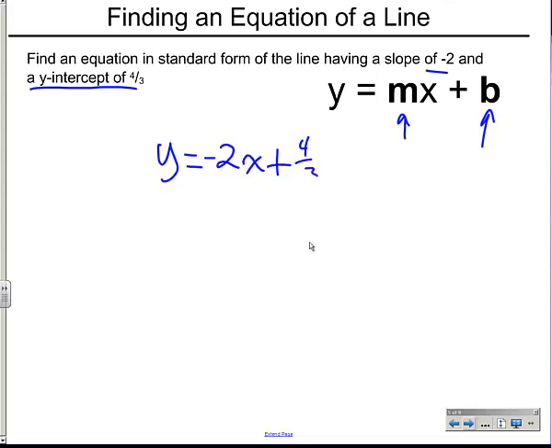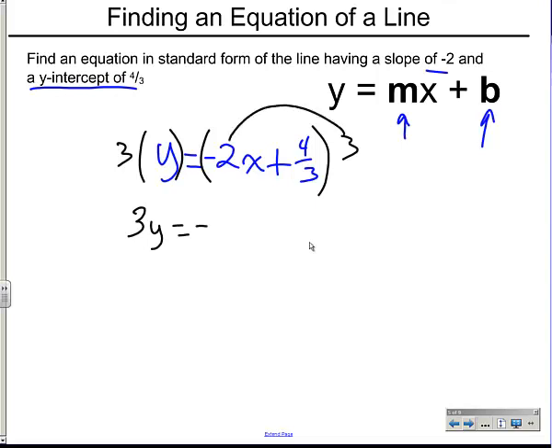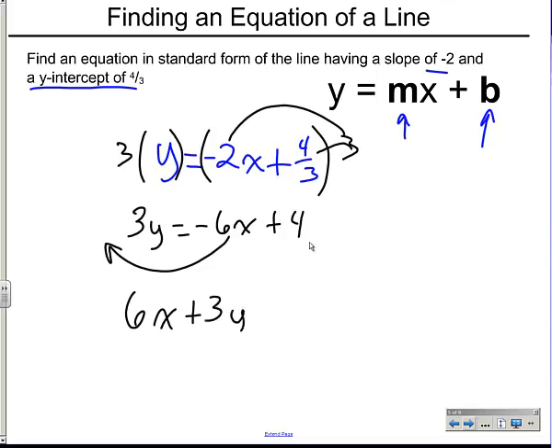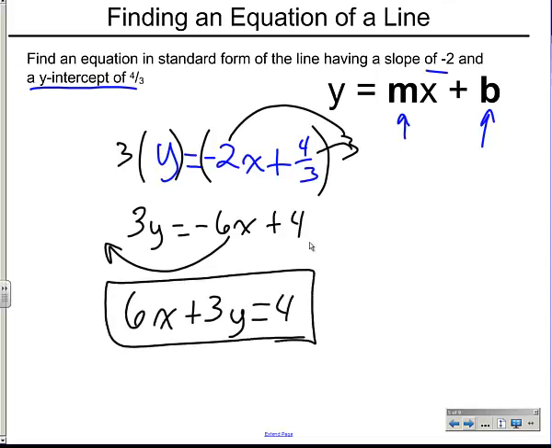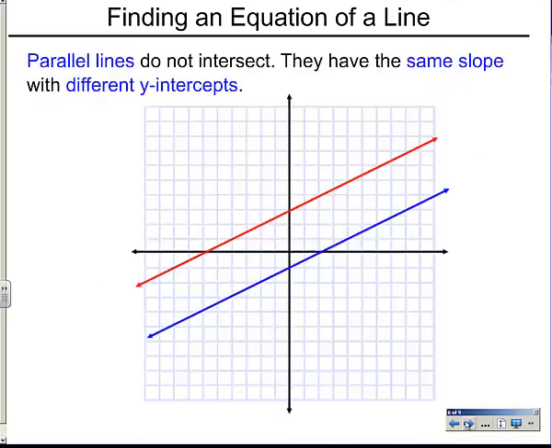plus 4/3. Now remember, standard form does not have any fractions, so I'm going to first multiply everything by 3 to clear the fractions. So I have a 3y here times 3 here gives me a negative 6x times 3 here leaves me with a positive 4. All I got to do now is move my 6x over to get it in standard form. So 6x plus 3y is going to equal positive 4. And there's our equation in standard form.